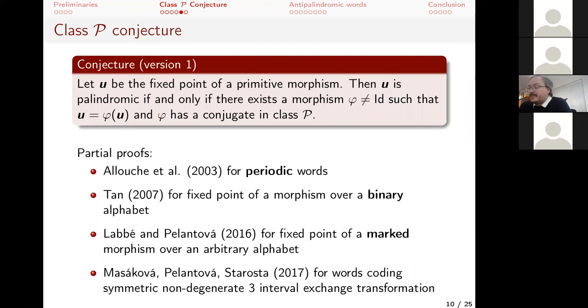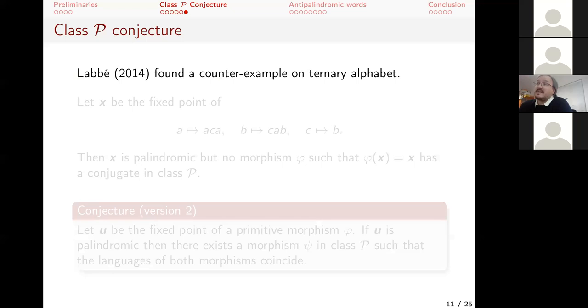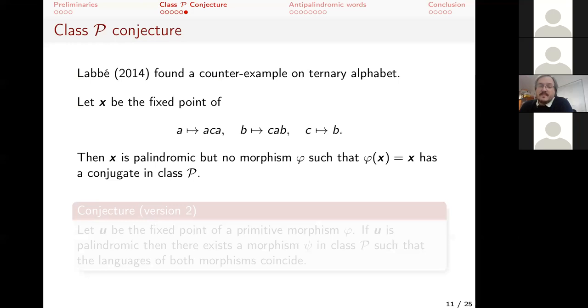Unfortunately, Sébastien Labbé also found a counterexample on a ternary alphabet, because he was able to prove that if you consider a morphism which sends A to ACA, B to CAB, and C to B, then the fixed point of this morphism is palindromic, but no morphism which fixes this fixed point has a conjugate in class B.